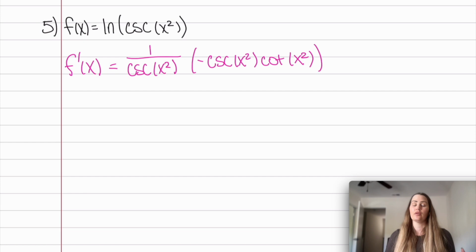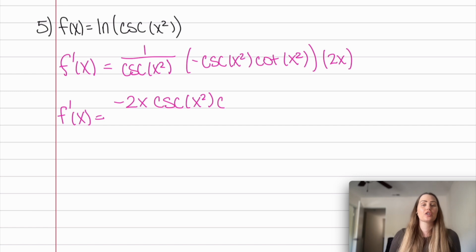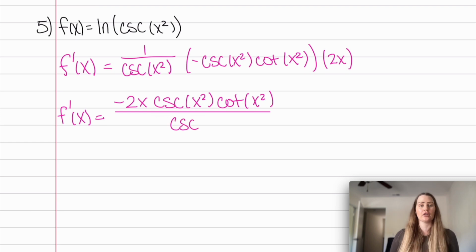We got another double chain rule. The inside x squared stays the same, and I have to once again multiply by the derivative of the inside, which here will be 2x coming from the derivative of x squared. So now I'm going to go ahead and take everything into one fraction, everybody on top and then everyone on bottom. So on top, negative 2x cosecant x squared cotangent x squared. And on the bottom of this fraction, all I have is cosecant x squared.